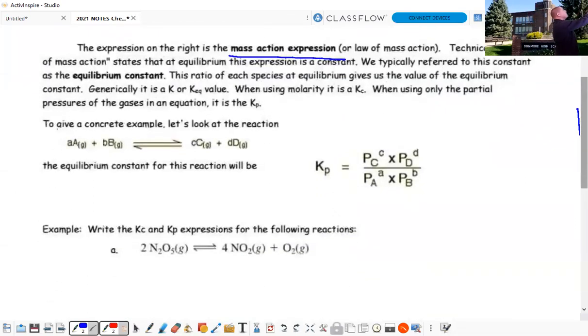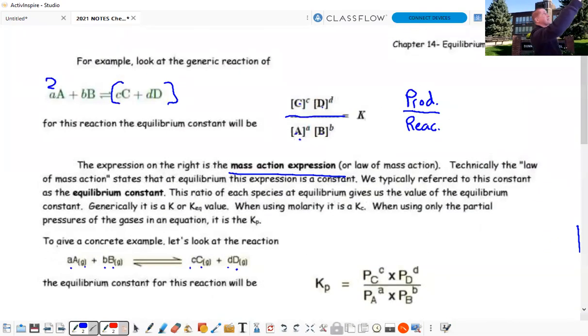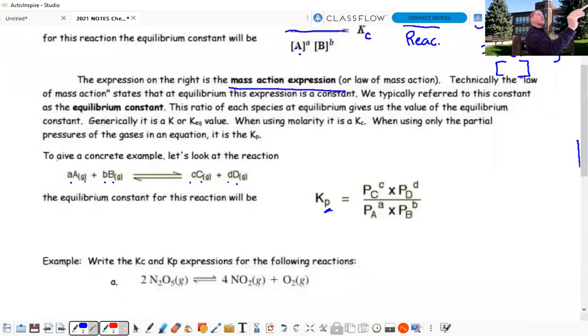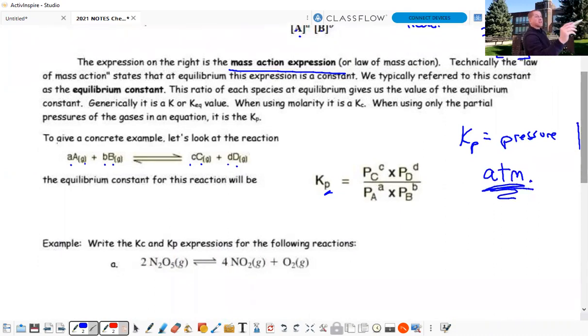So if I scroll down a little bit more, in our example here, again, A, B, C, D, instead of a K, this would be KC. Again, the C stands for concentration, and the concentration unit that you must use is molarity, which we already saw in our rate laws. Anytime you see a number or a formula in brackets like that, that means molarity. Down here, we're doing a KP, where the P stands for the pressure, and it is measured in atmospheres. So the partial pressure of each gas.